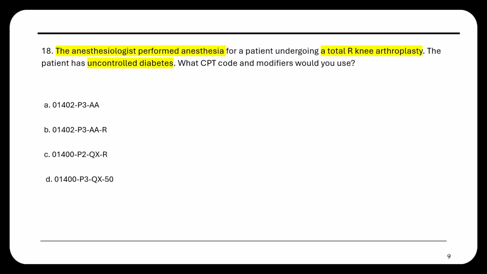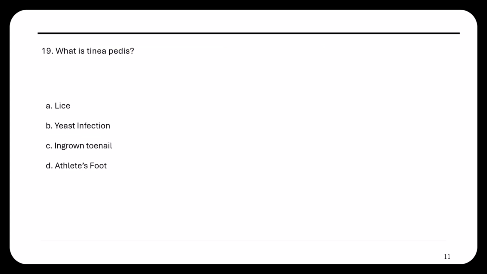Oh my goodness. It's showing the anesthesiologist performed the anesthesia, and it was a right knee arthroplasty, and the person has uncontrolled diabetes. By looking at the modifiers alone, we knew that AA was the anesthesia, P3 covered actual uncontrolled diabetes, and R for the right knee. So the answer is B. Let's continue on. Hopefully, I don't forget to look at the keywords. And of course, for this one, we don't really need one.